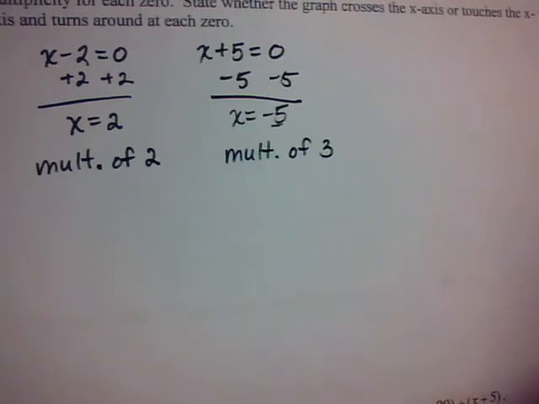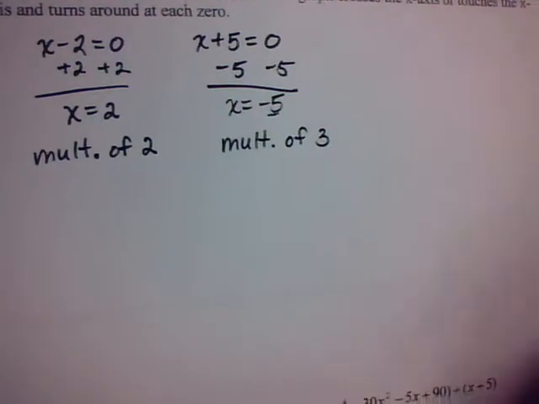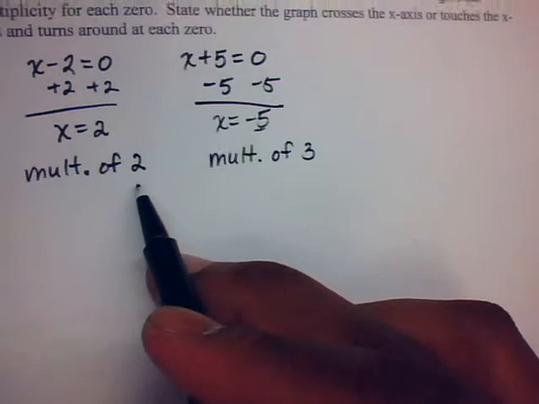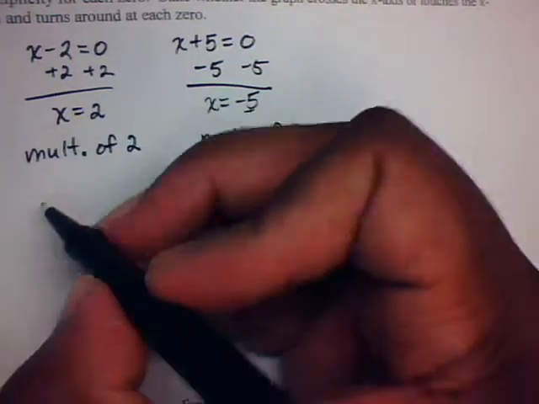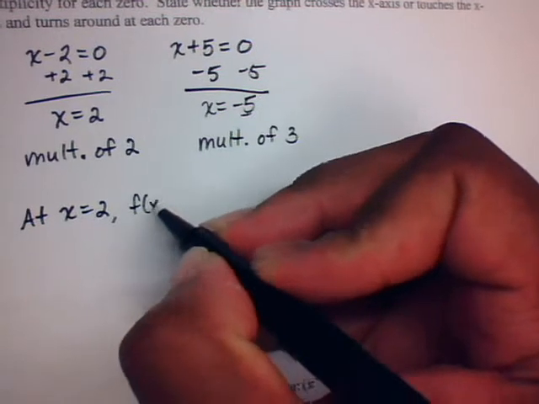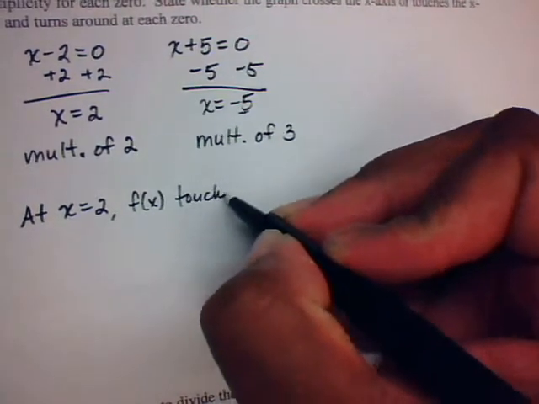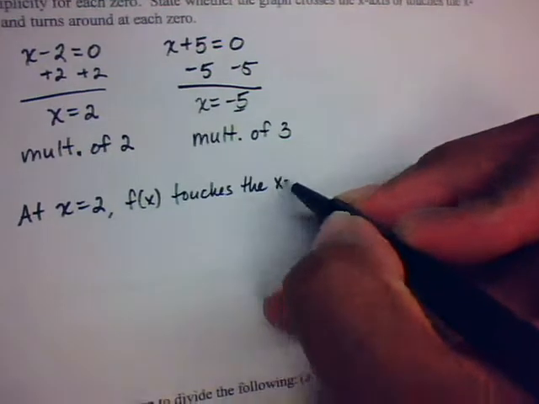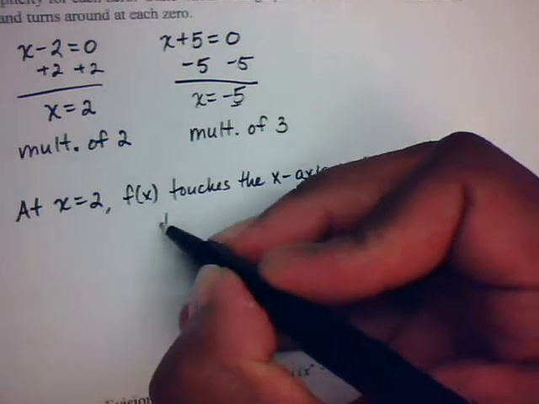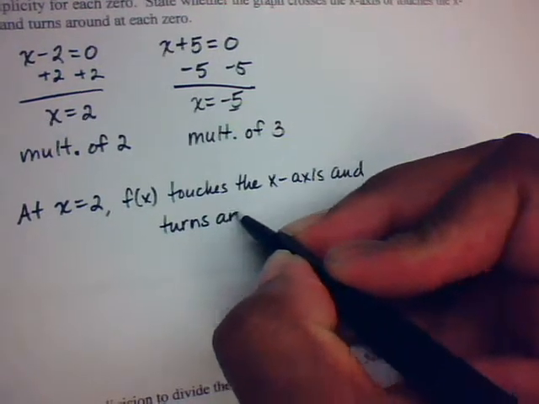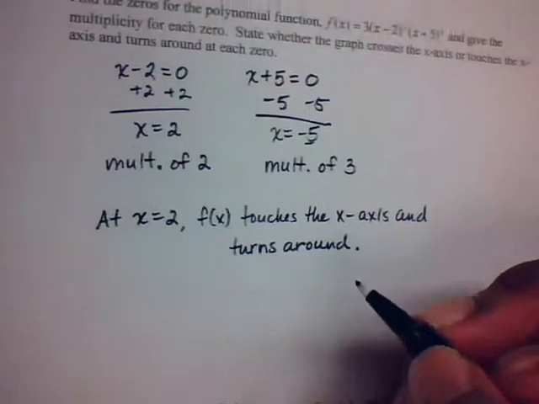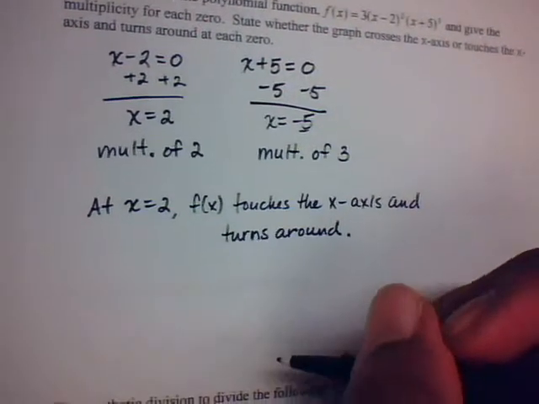Now we need to state whether the graph crosses the x-axis or touches the x-axis and turns around at each zero. Well, x equals 2 has an even multiplicity because 2 is an even number. That means that the graph of f of x touches the x-axis and turns around. At x is equal to 2, the graph of f of x touches the x-axis and turns around.